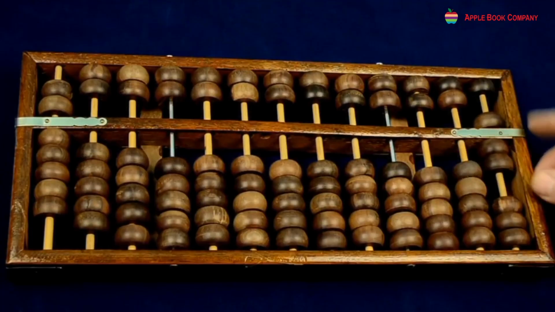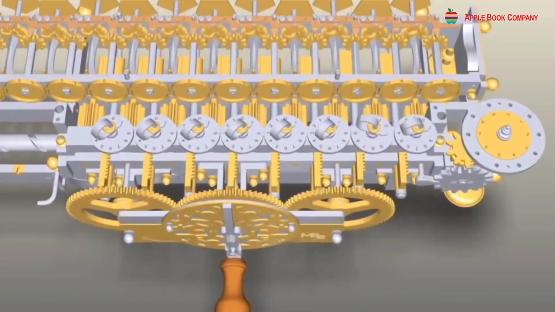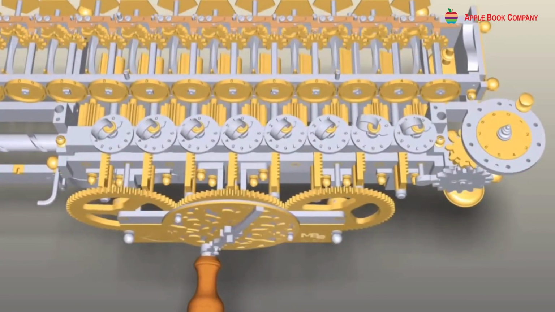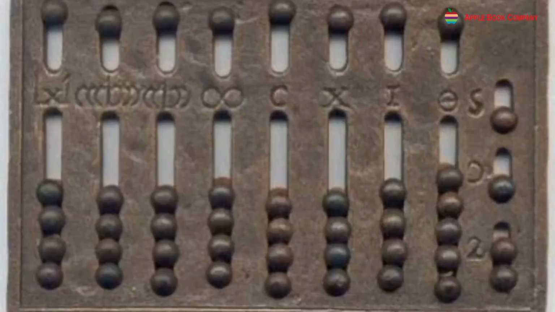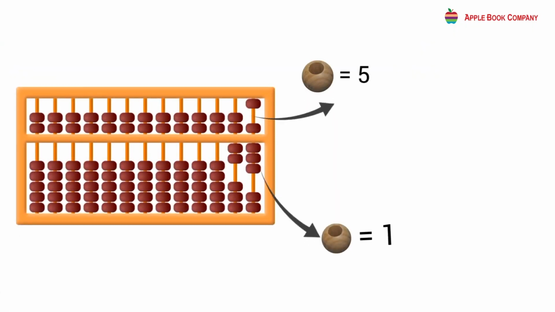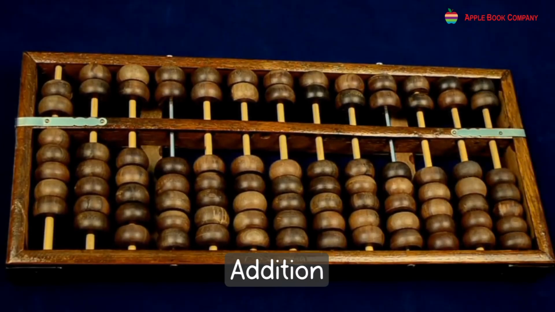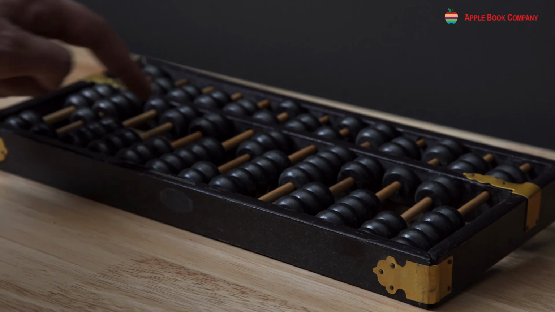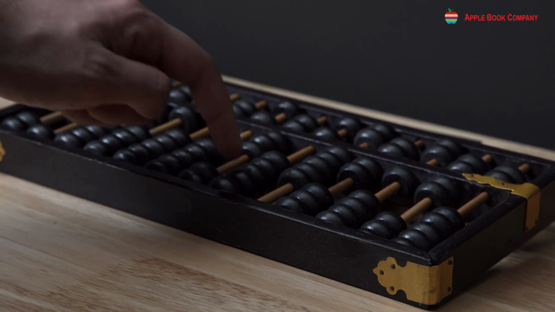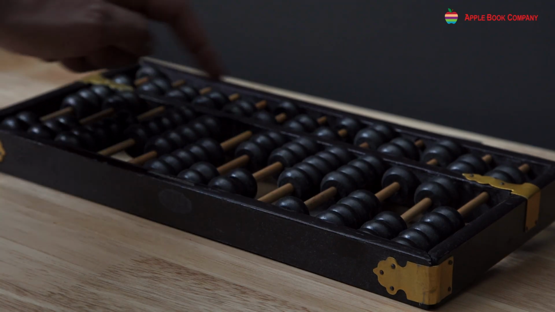Before electronic calculators and computers, people used simple tools to count and perform calculations. These tools were the foundation for the development of modern computing. Abacus. An abacus is one of the oldest known calculating devices. It consists of a frame with rods and beads that can be moved to perform arithmetic operations like addition and subtraction. People used an abacus for centuries before the invention of written numerals. It allowed users to perform calculations quickly and was an essential tool for merchants and traders.